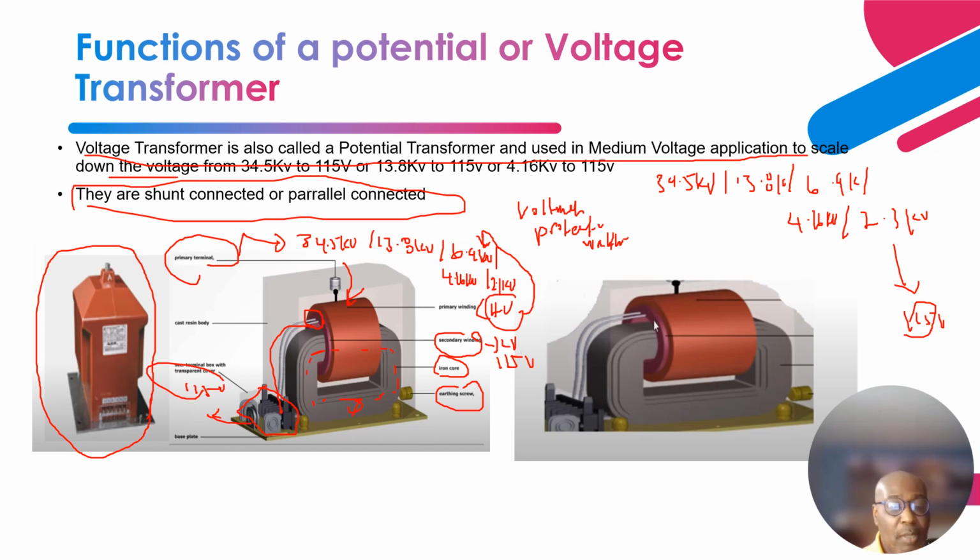The magnetization branch is the one that carries the excitation current. So there are two branches for the excitation current.